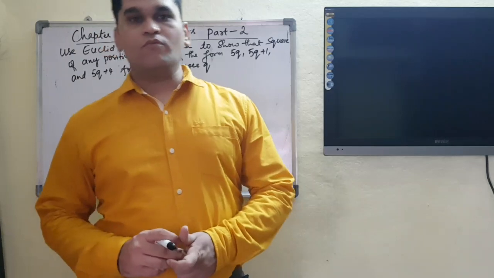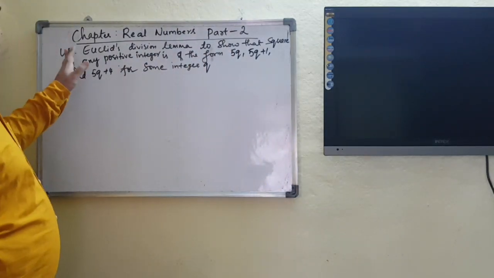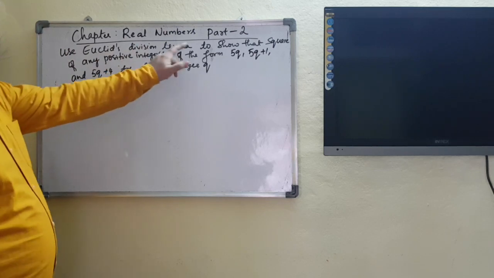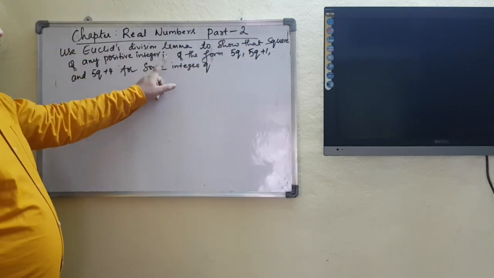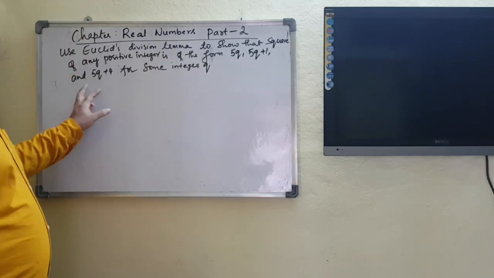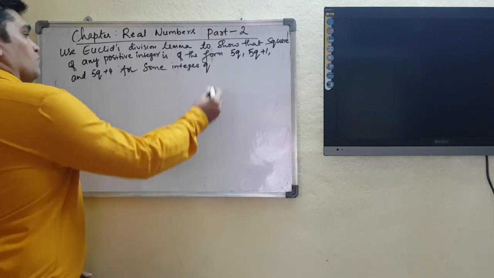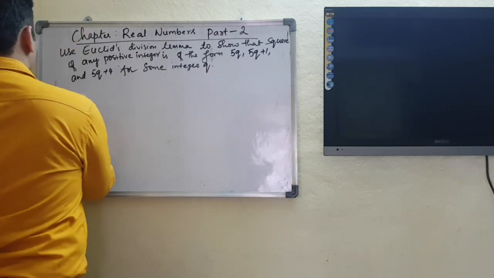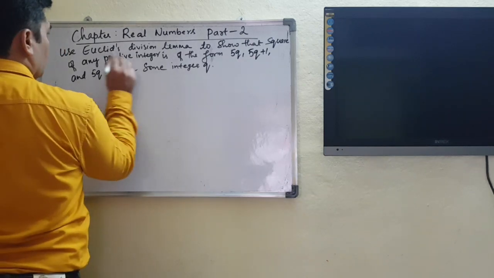Now let us do one more problem. If you see, it's saying again use Euclid division lemma to show that the square of any positive integer is of the form 5q, 5q plus 1 and 5q plus 4 for some integer q. Since we all know the method, let's go again by using Euclid division.